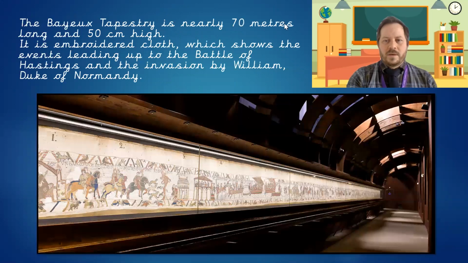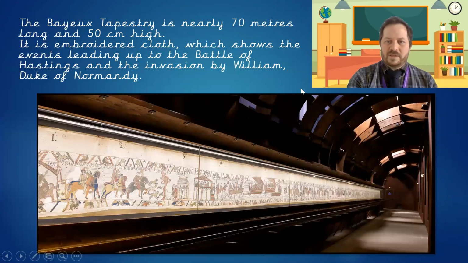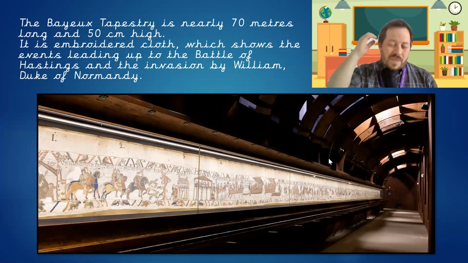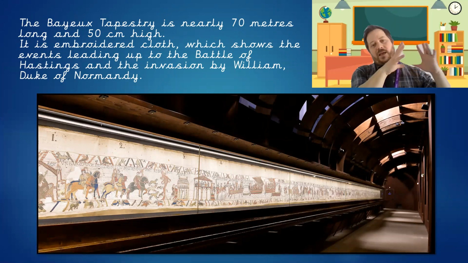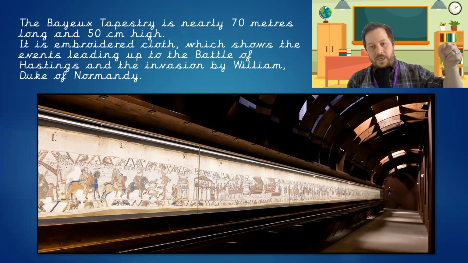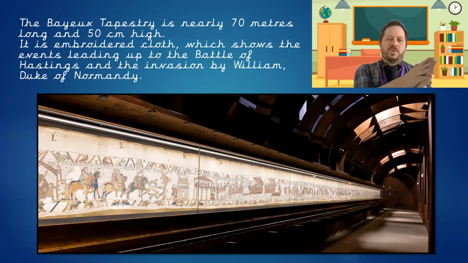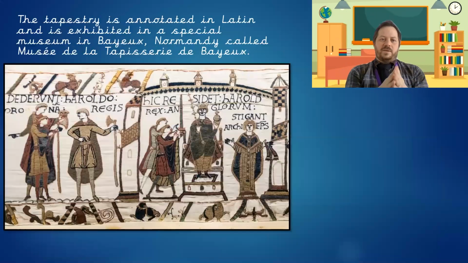So, the Bayeux Tapestry is nearly 70 metres long and about 50 centimetres high. It's embroidered cloth, which is what a tapestry is, and it shows the events leading up to the Battle of Hastings. It actually starts close to when Edward the Confessor died, and it shows the invasion of William, Duke of Normandy. It was actually William, Duke of Normandy that commissioned it as well.